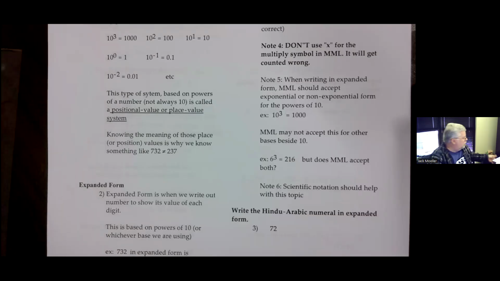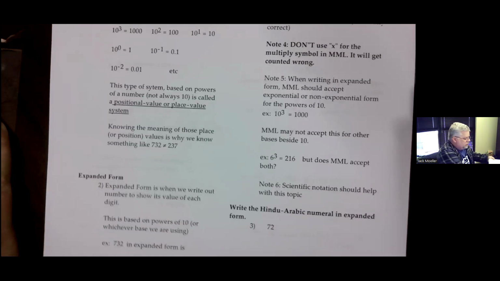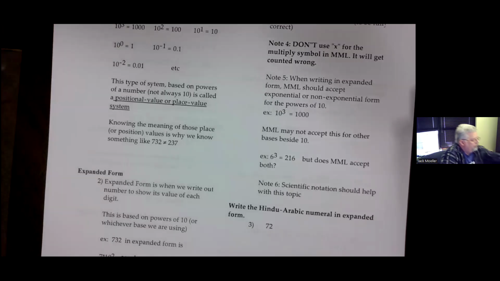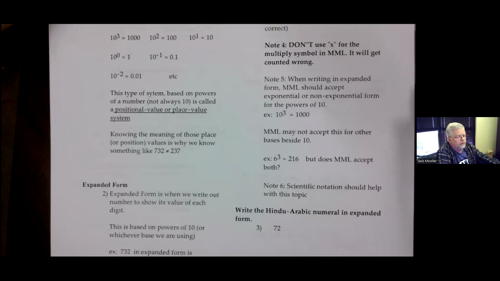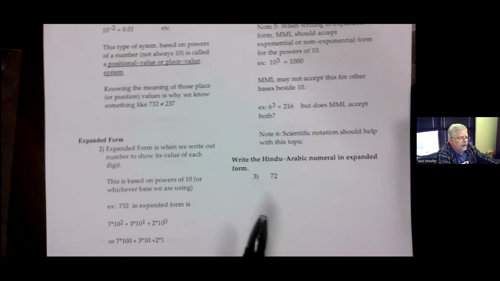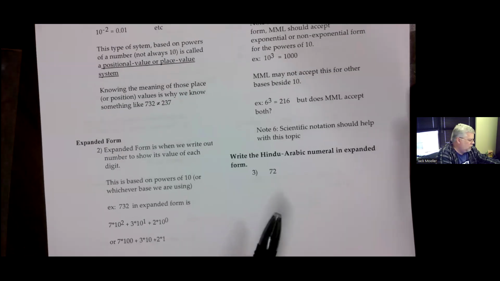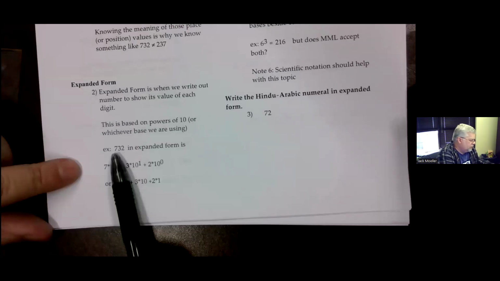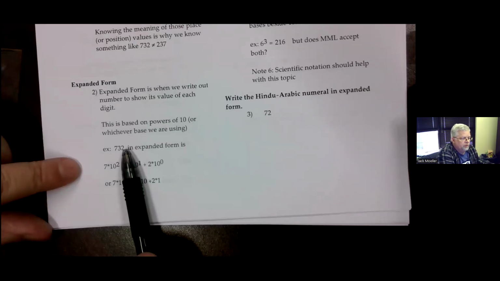All right, so something that we're going to do a lot in 4.1 is something we call expanded form. And this will also help us, because this is what we need to be able to do when we're changing between bases in 4.2 and 4.3. So when we write a number in expanded form, let's look at the 732. Well, what does the 7 mean? What does the 3 mean? What does the 2 mean?